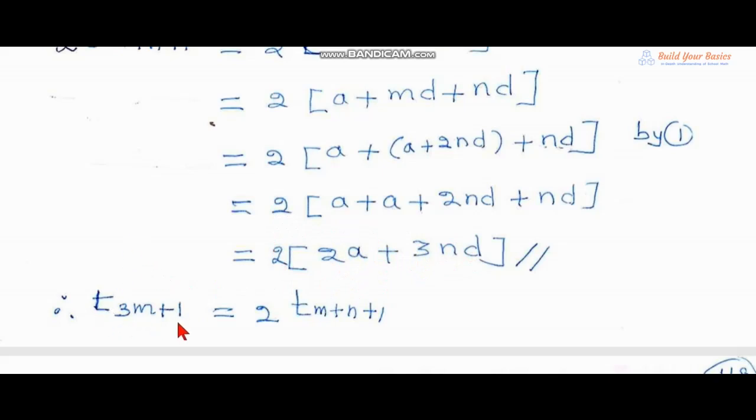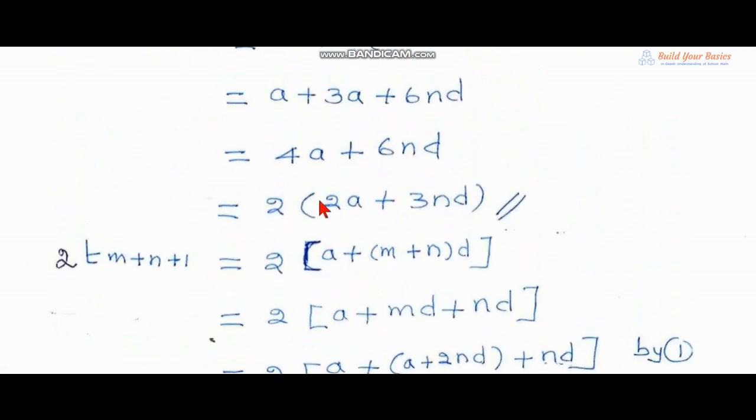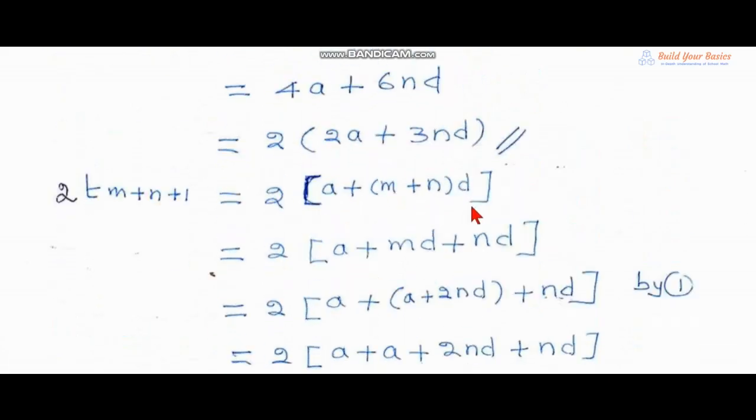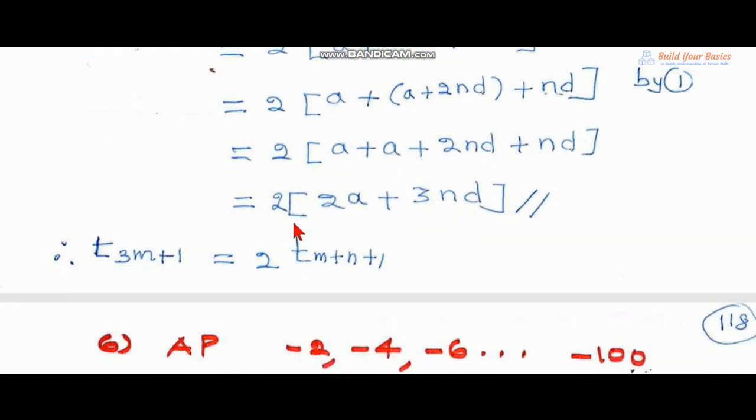So the left hand side value we got, t3m plus 1. Now we have got 2 into tm plus n plus 1. Both are found to be equal. Left hand side value is 2 into 2a plus 3nd. Right hand side value is also 2 into 2a plus 3nd. So left hand side t3m plus 1 is equal to right hand side 2 into tm plus n plus 1. So the problem is done.